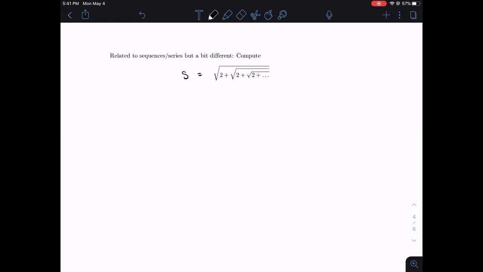So what if we square X? Wait, actually, no, we don't have to square X. Let's look at this number inside here. We notice that this number is equal to X as well, or is equal to S as well. So what can we write? S equals the square root of 2 plus S.